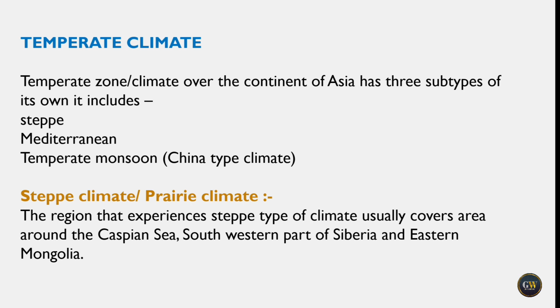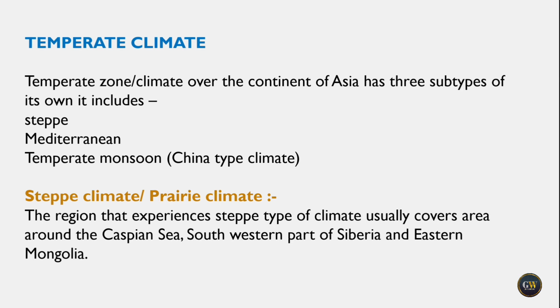Now we have another climate type, that is the temperate climate. The temperate climate can also be divided into three subcategories: the steppe climate, the Mediterranean climate, and the temperate monsoon or the China type of climate. So let's learn about the steppe type of climate.